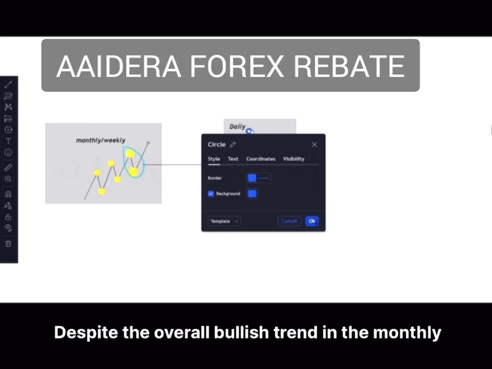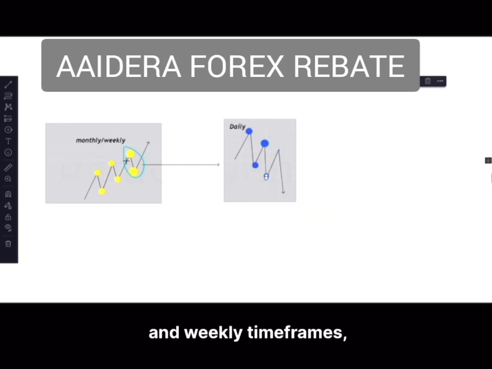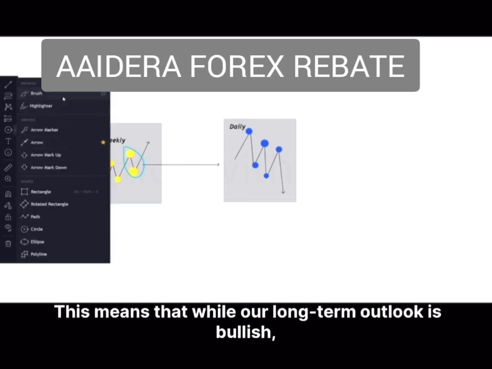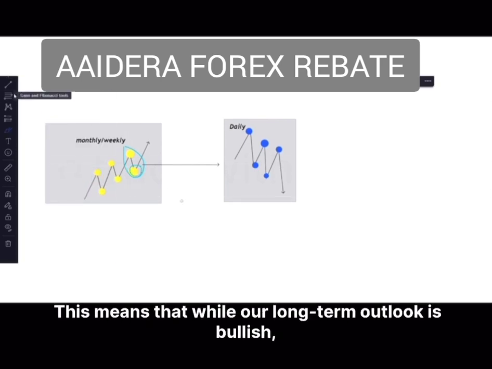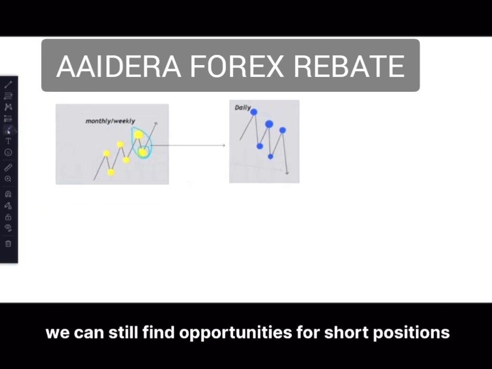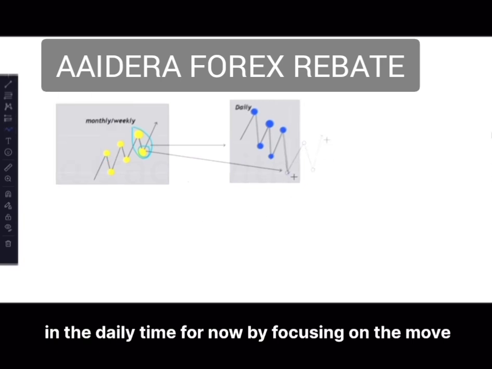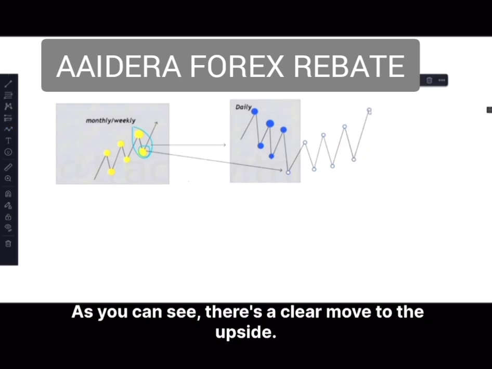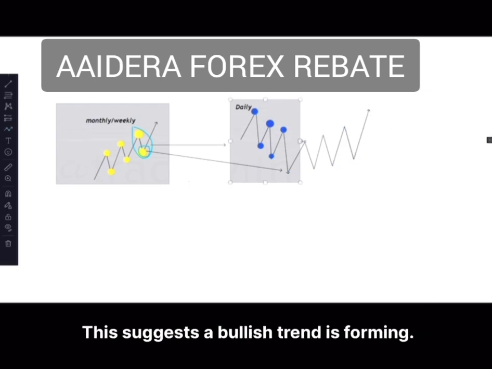Despite the overall bullish trend in the monthly and weekly time frames, the daily time frame shows a bearish trend. This means that while our long-term outlook is bullish, we can still find opportunities for short positions in the daily time frame. Now, by focusing on the move I've encircled here on the monthly and weekly time frames, as you can see, there's a clear move to the upside. This suggests a bullish trend is forming.